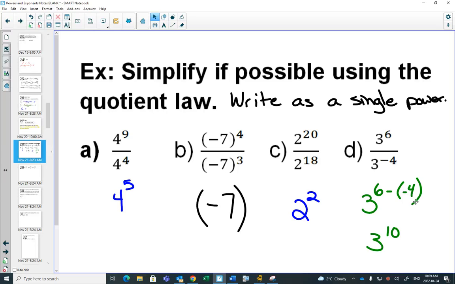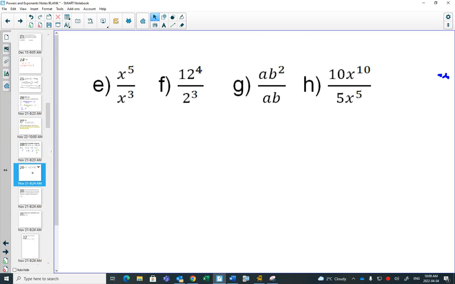All right, here's the next 3. Now we're moving to variables. So we can do the same thing we do with numbers, we can do with variables. The same rules apply. The bases have to be the same. You see in the first one, the bases are x's. Are they the same? Absolutely. So if you wrote it in expanded form, can you imagine 5 x's all multiplied together, 3 x's on the bottom? Can you imagine them canceling out? How many x's would be left? 2 of them.